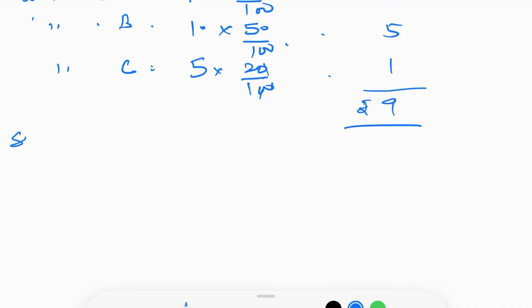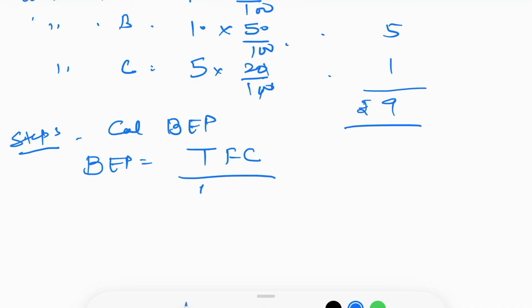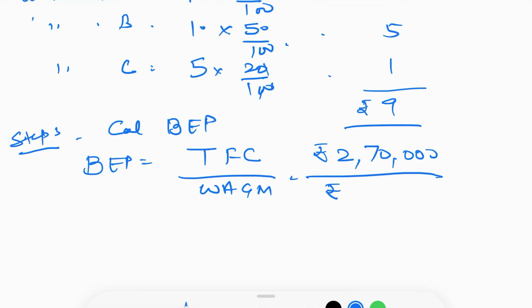Now let's come to step 3. What do we have to do? Calculate break-even point. And we know the formula of break-even point. It is total fixed cost divided by weighted average gross margin. Total fixed cost is given to you, 2,70,000, and weighted average gross margin is 9. So how much value are you getting? 30,000 units.